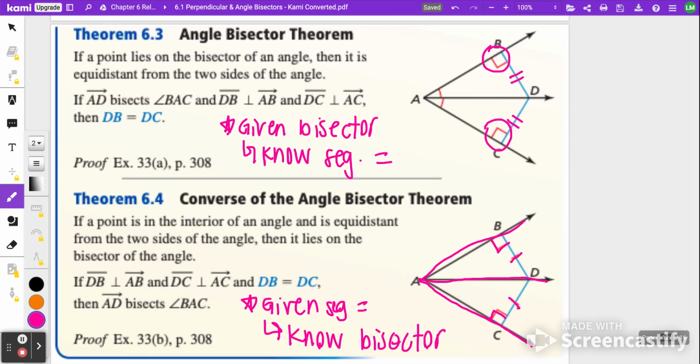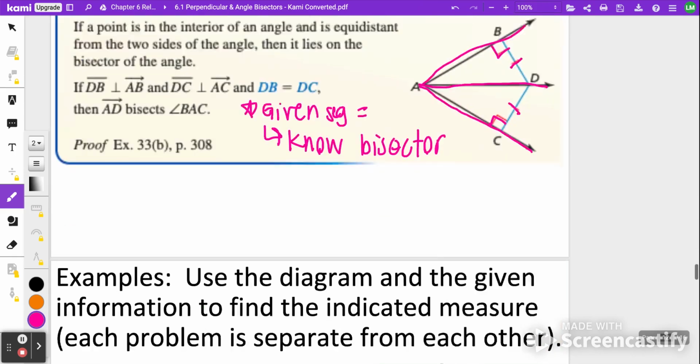Okay, so this is just angle bisector theorem. If I know the bisector, then I can state my segments are equal. And then the converse of the angle bisector theorem, I'm given my equal segments, so then I can know where my bisector is.